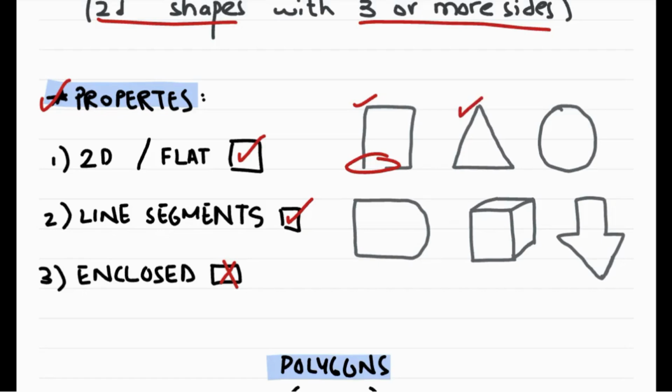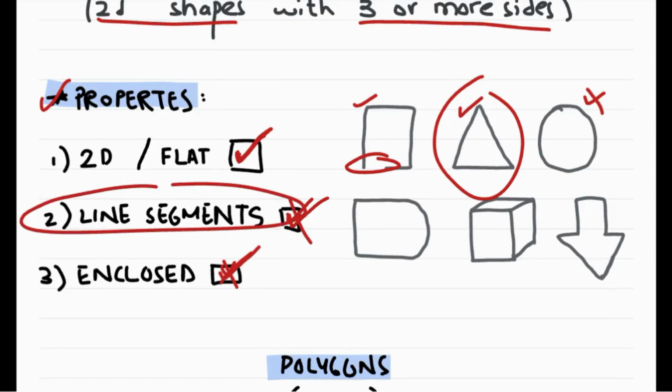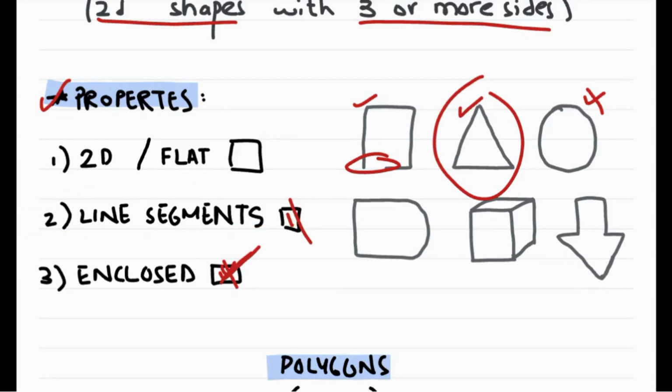Over here we see a triangle, obviously. This is 2D and flat as well. It is made out of line segments, and it is perfectly enclosed. So this is a polygon. Over here we see a circle. It is 2D and flat. It is made out of line segments? Nope. So this would not be considered a polygon. It is enclosed as well, but it did not satisfy the second property, so this would not be considered a polygon.